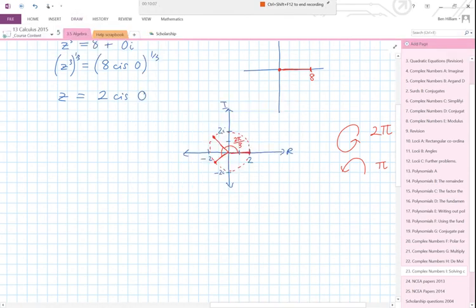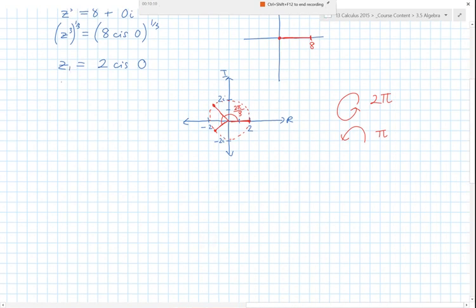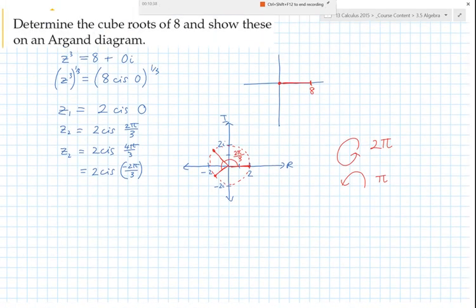So for our other two solutions, so that's Z1, for Z2, it's going to be 2 cis 2 pi over 3, and for our third solution, it's going to be 2 cis plus another 2 pi over 3, so that'll be 4 pi over 3, and that's also the same as writing 2 cis negative 2 pi over 3. So those are the same result. And we've already sketched it on the Argand diagram there, and that's about as good as we can get for a sketch without using a protractor.